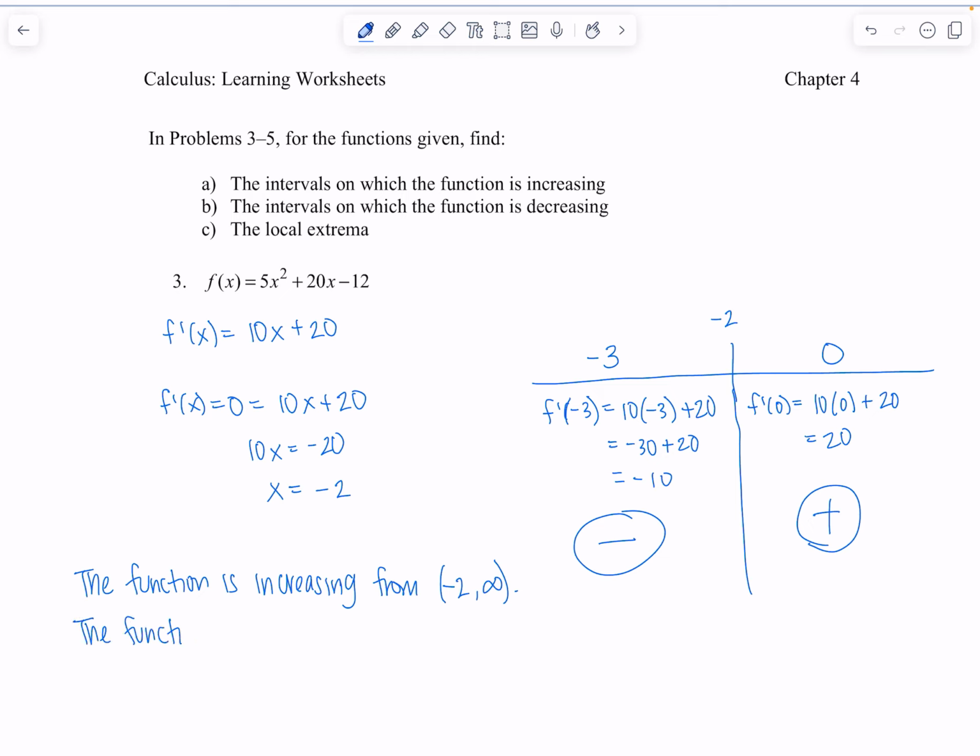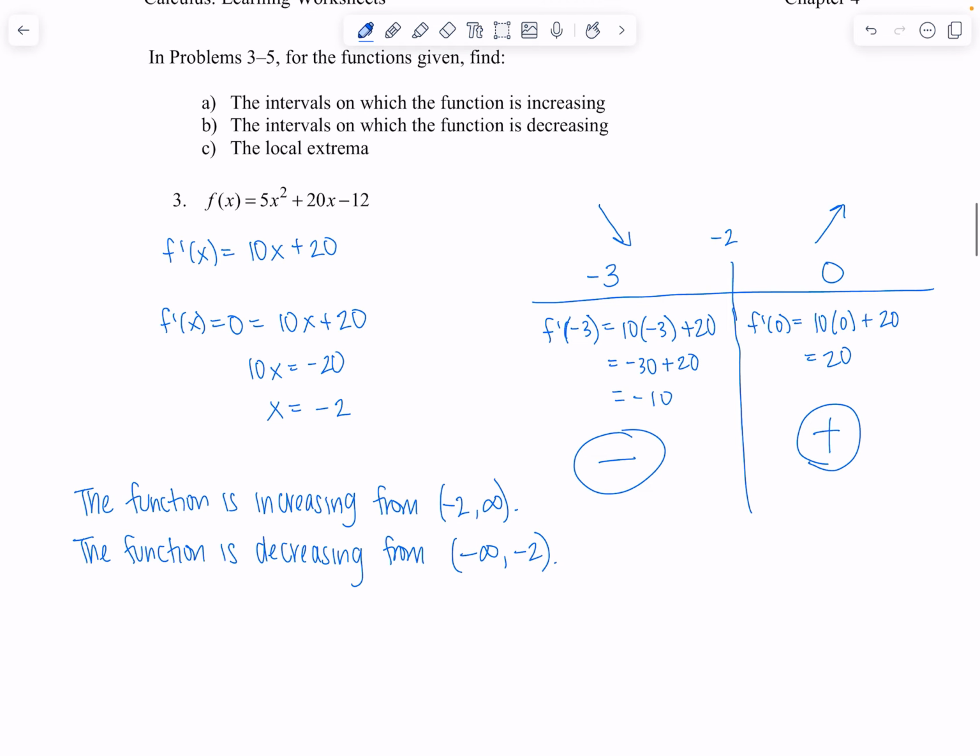The function is decreasing from -infinity to -2. And we are decreasing, so the function is going downwards, and then we are increasing, so the function is going upwards. So at -2, we would expect it to be a minimum value. The bottom of the bowl is how I describe it.